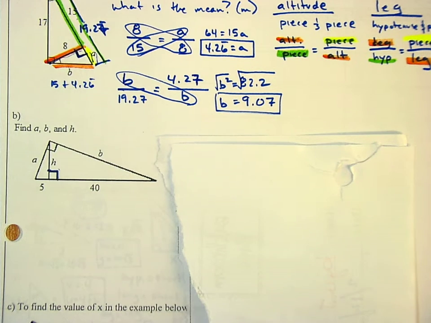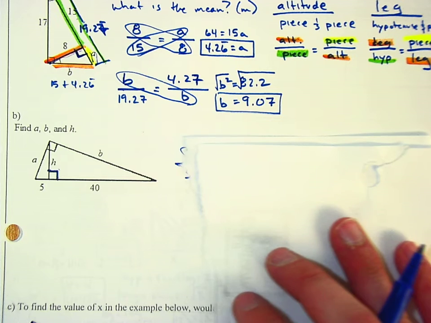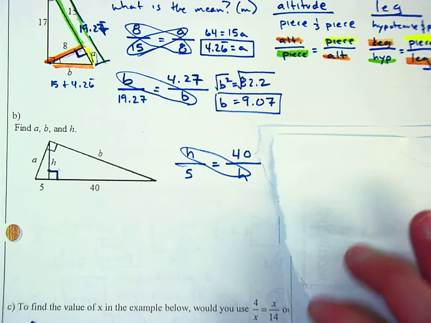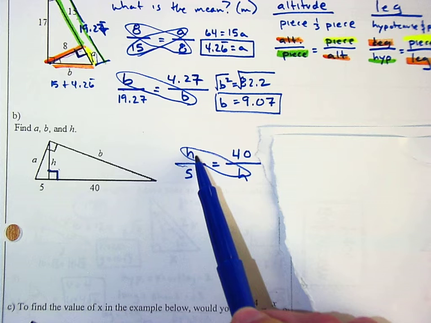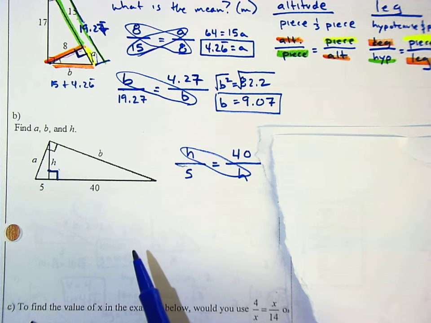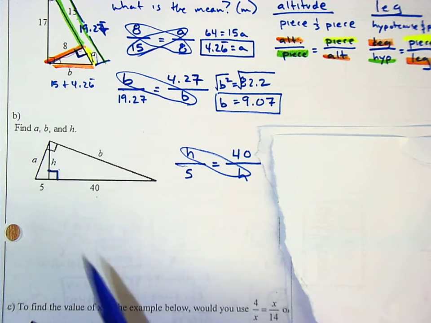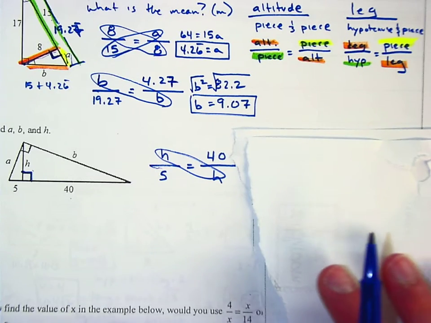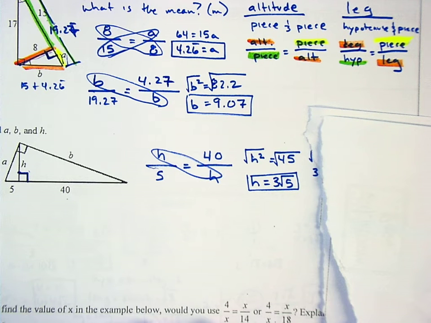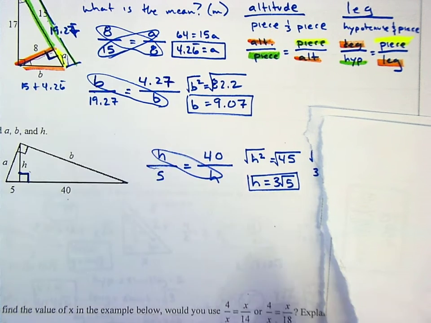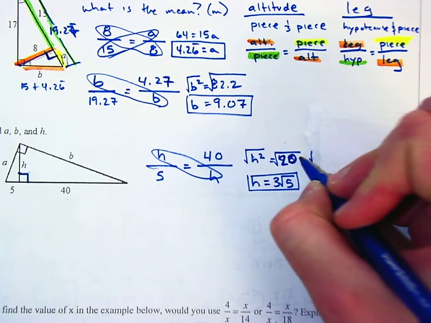Well, I can already set up my formula then. My geometric mean formula would say the mean over one piece equals the second piece over the mean. And I already had that written out because I tried to record this already, and you're going to see my mistake in a second. Well, h is the mean, that's the altitude, so it repeats. And then we're just looking for the two pieces, 40 and 5. Right? Well, when we cross multiply, we get h squared equals, well, my mistake was I added 40 and 5. But actually it should be 200, 40 times 5.